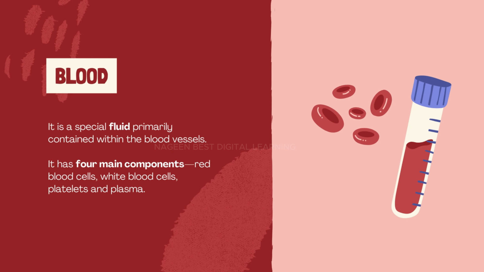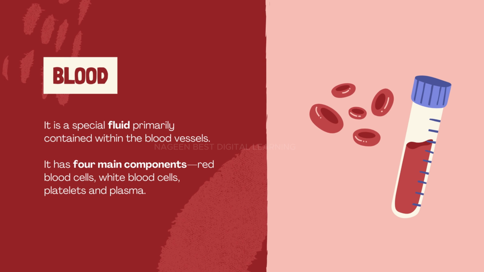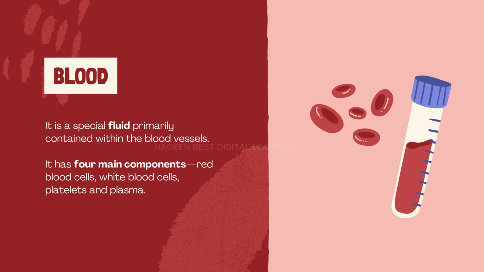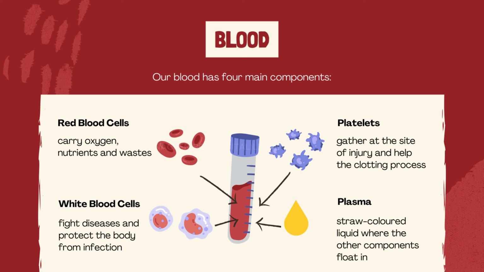Blood. It is a special fluid primarily contained within the blood vessels. It has 4 main components: red blood cells, white blood cells, platelets and plasma. Red blood cells carry oxygen, nutrients and wastes. Platelets gather at the site of injury and help the clotting process. White blood cells fight diseases and protect the body from infection. Plasma is a straw-colored liquid where the other components float.